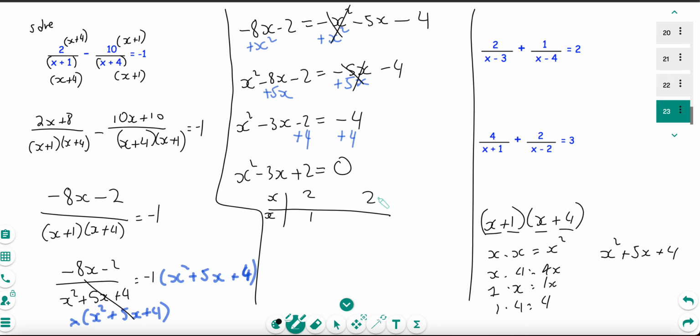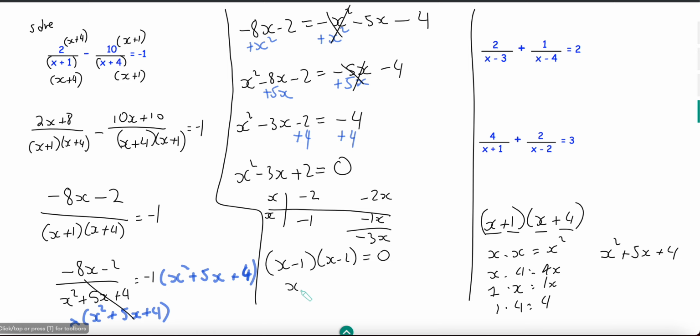Let's double check. X times 2 is 2x. X times 1 is 1x. That makes 3x. Oh, I want negative 3x. So how about negative 2 times negative 1 makes 2. Let's double check. X times negative 2 is negative 2x. X times negative 1 is negative 1x. And that's negative 3x. Combine the terms diagonally. X minus 1, x minus 2 equals 0.